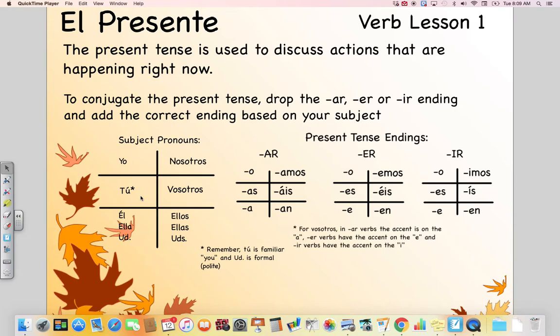You are responsible for knowing which letter is accented on the vosotros ending. There's a really easy way to remember it. For AR verbs, the accent's on the A. For ER verbs, the accent's on the E. And for IR verbs, the accent's on the I. Okay? AR verbs A, ER verbs E, IR verbs I. Next slide.